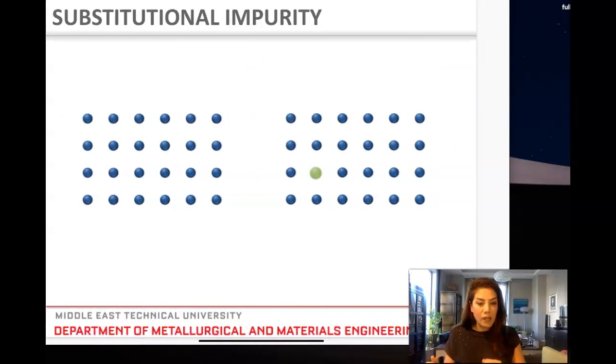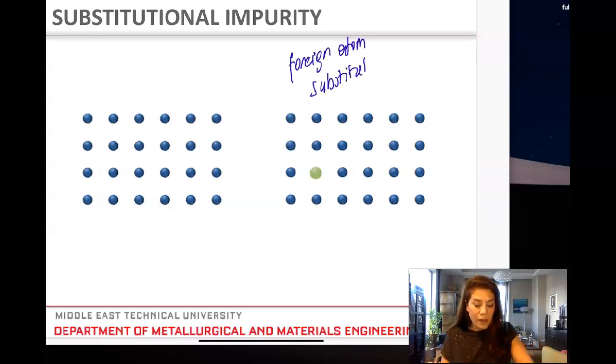Let's do another one, another picture hunt. This time we have this green atom that placed itself, substituted the original lattice point. So we have a foreign atom, which is a green one, right? Substituting the original lattice point.